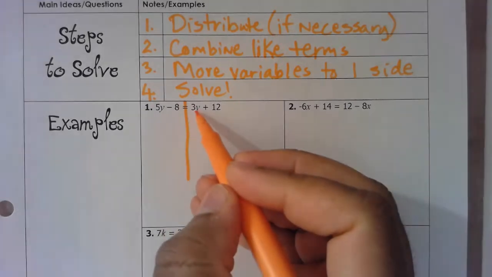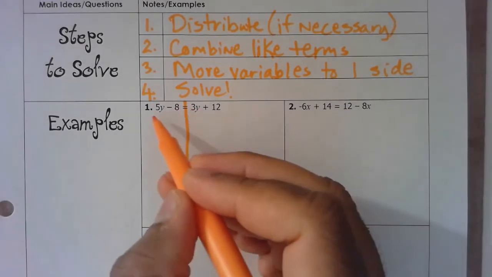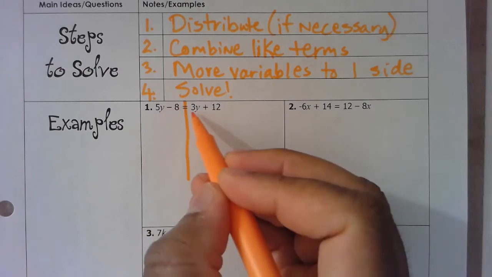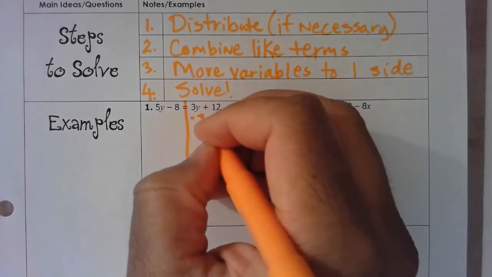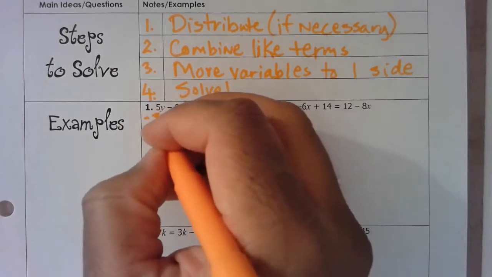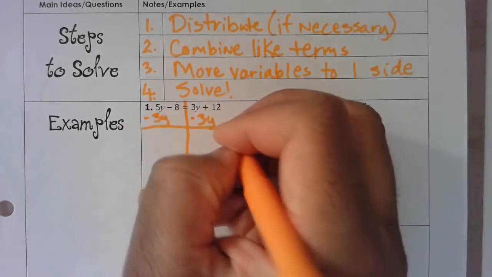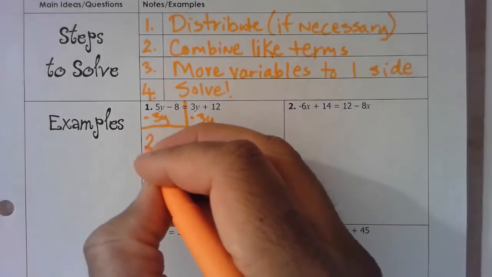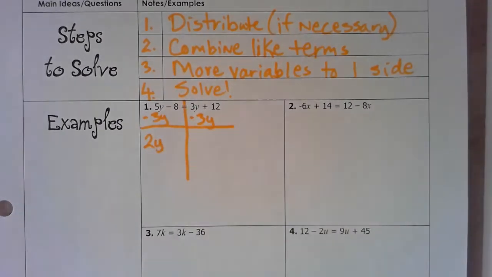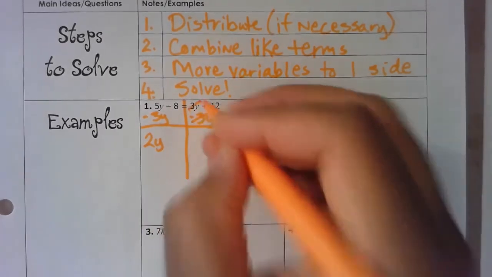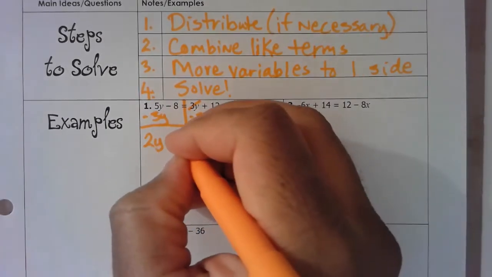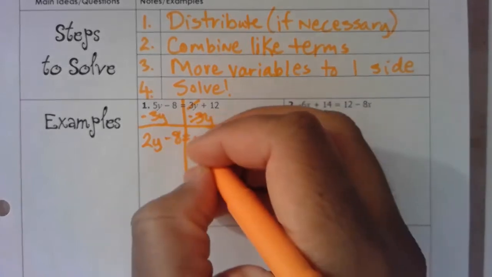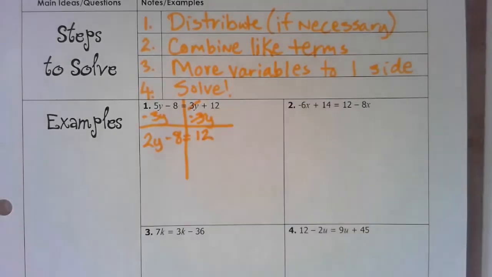So I have a positive 3y, and if I want to move it over to the left-hand side, that positive will become a negative as I subtract it. Okay, I'll draw my line underneath here. And so 5 minus 3 is going to give me a 2y. This is going to cancel out. And then I'll just bring down what I have left here. Minus 8 equals 12. And then it just becomes a regular 2-step equation that we've done quite a bit in this class. So I have that minus 8.